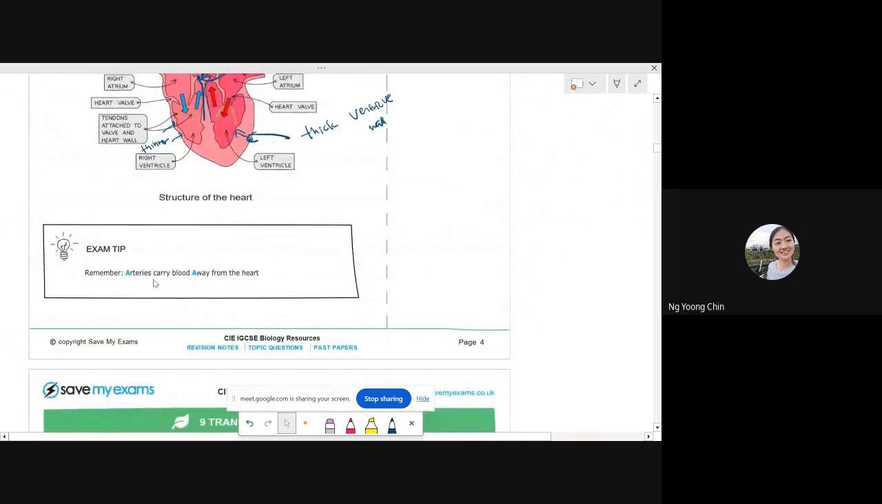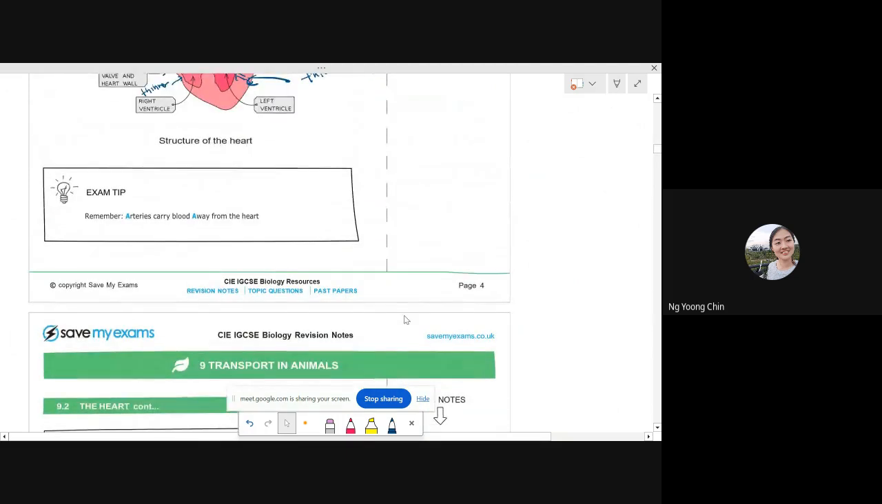Okay, so remember that arteries, what they are doing is they carry the blood away from the heart, because they need to supply the nutrients and oxygen to all parts of the organs in our body. So this kind of blood vessel always carries the blood outside.